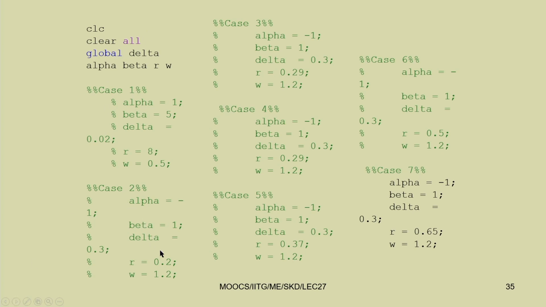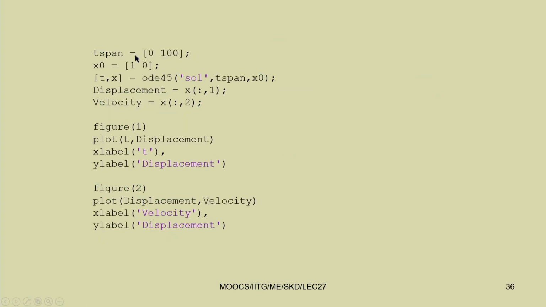So, you can write a small code for finding this phase portrait and this time response. Here a MATLAB code is written. Here tspan equals 0 to 100, x0 equals [1 0]. [t, x] equals ode45 with the function file, where you are writing the damping equation using this first order equation. Then tspan and x0 are the initial conditions you are giving.